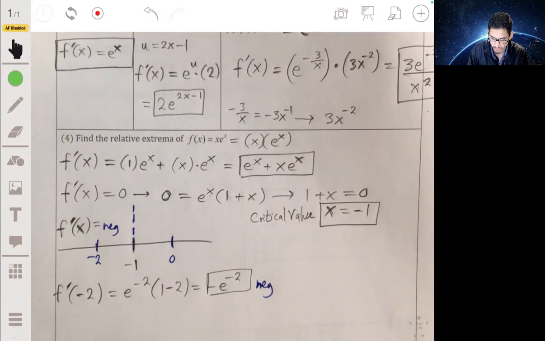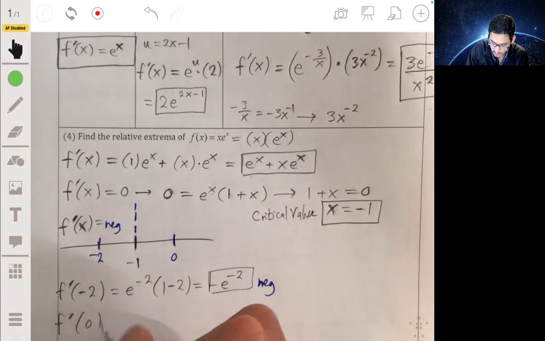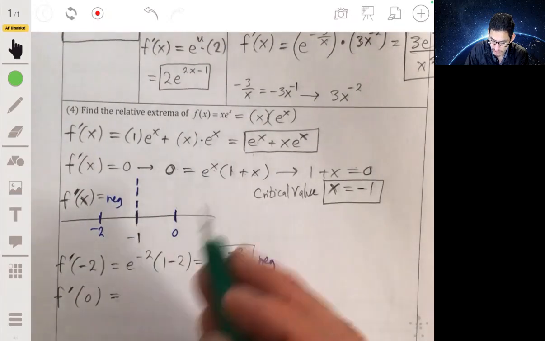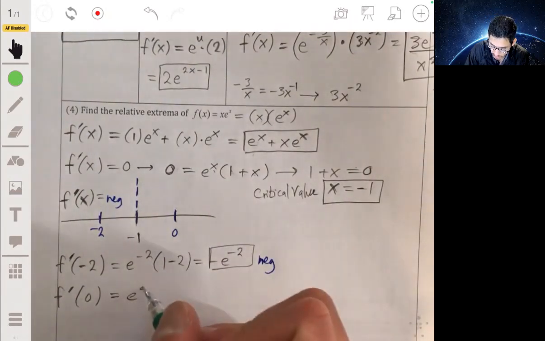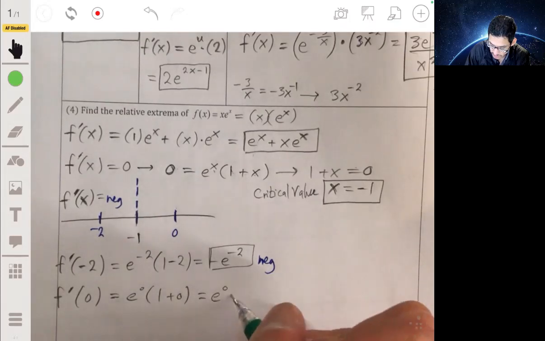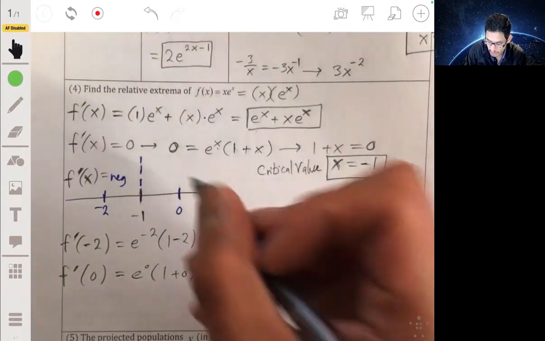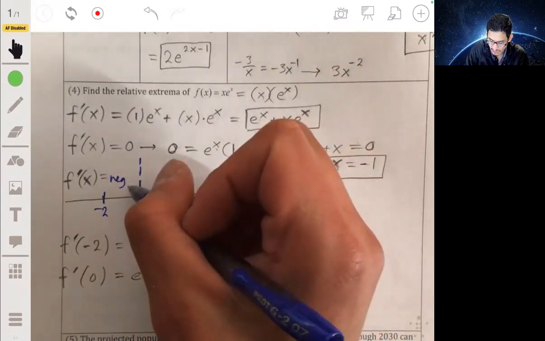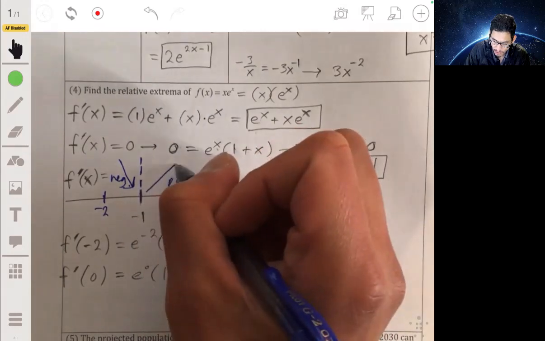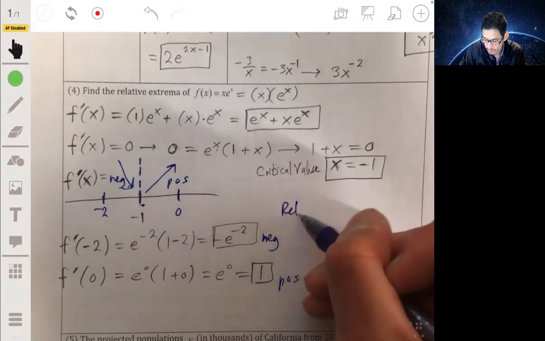And then let's find what f prime of 0 would be. F prime of 0, e to the 0 times (1 plus 0). So it's just e to the 0, or just 1. And this is a positive number. So it's positive on this side. So if it's negative on this side and positive on this side, that means the graph is going downward and then upward here. So at -1, we have a relative minimum.